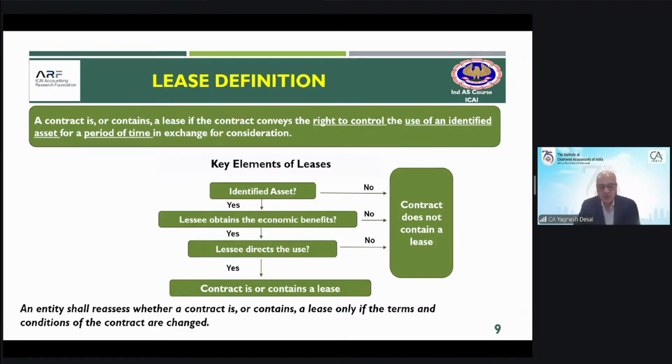We'll see those who are research oriented and are interested in delving deep into Ind AS 116, please note down these paragraphs: paragraphs 18, 19, 20, and 21 of Ind AS 116. They are of immense importance for those who want to understand the nitty-gritty of under what circumstances lease term can be extended.